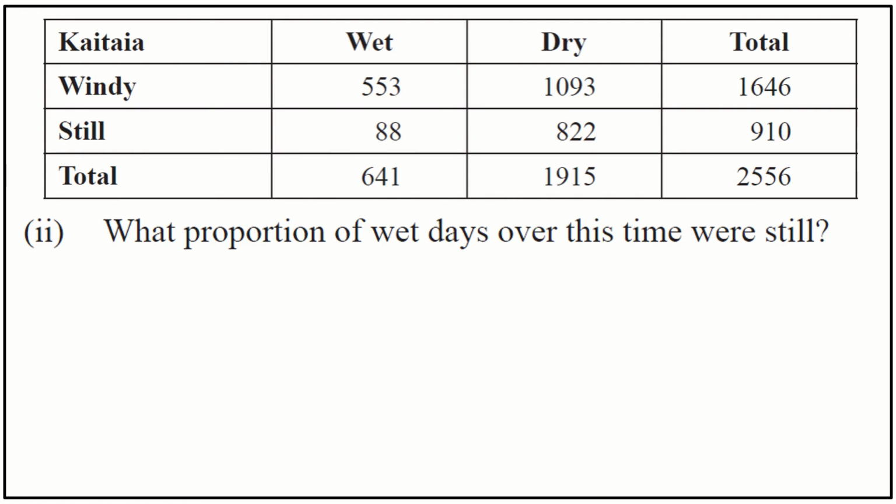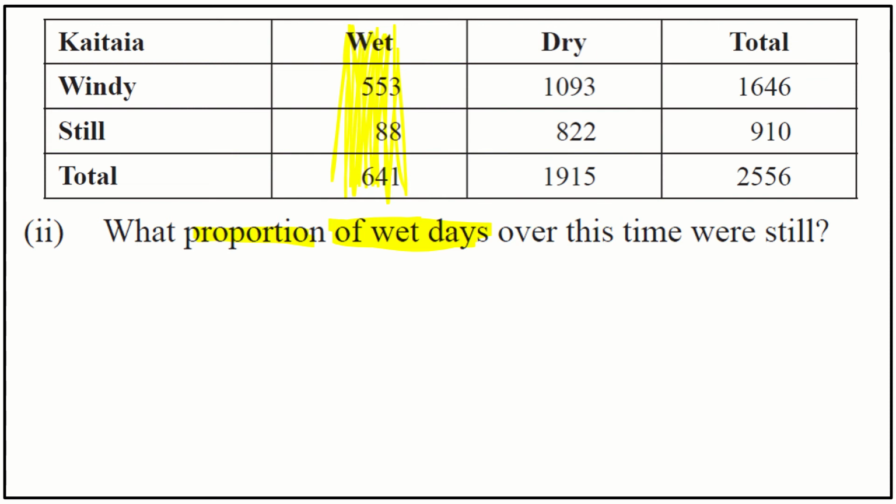So we've got our table here of weather in Kaitaia, and we've got wet days and dry days versus windy and still. So I want to know the answer to this question. What proportion of wet days? So this is important. It's not just saying what proportion of days, but it's saying of the wet days. So I want to just focus in on the wet days themselves. Okay, so I just want to look at that column of wet days.